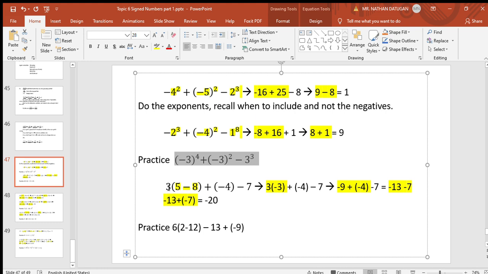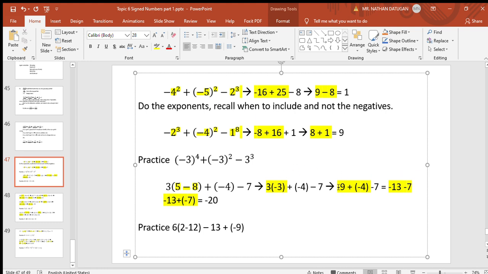What is 5 minus 8 times 3 plus negative 4 minus 7? Again, we're going to do the one inside the parentheses first, which was 5 minus 8. Again, I'm going to do some shortcuts here. 5 minus 8 should give you negative 3. 3 times negative 3 should give you negative 9.